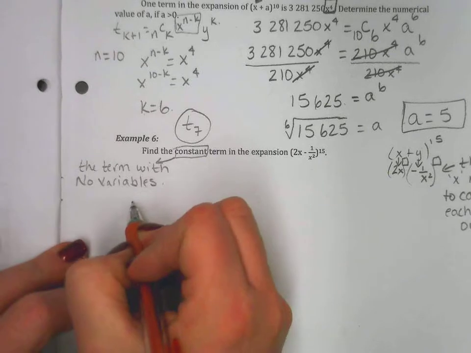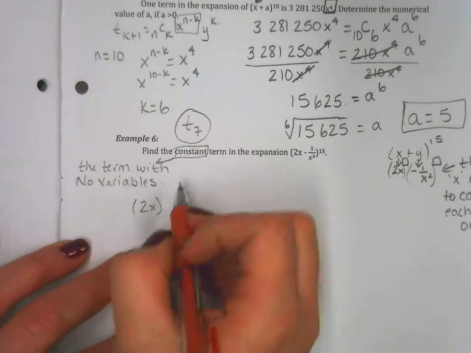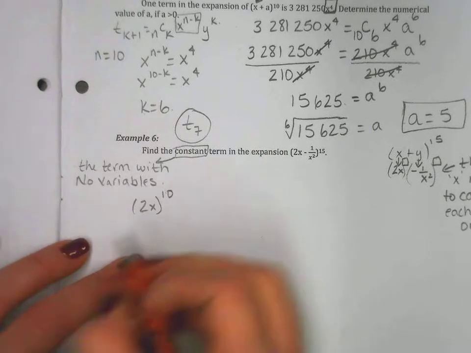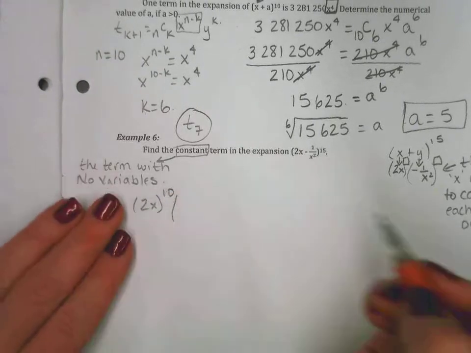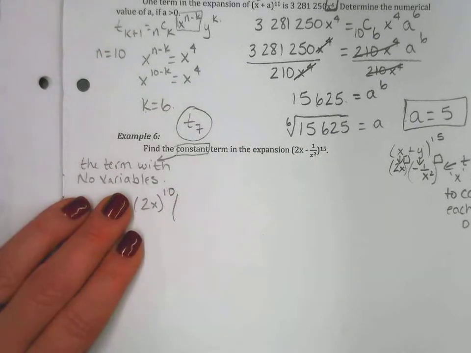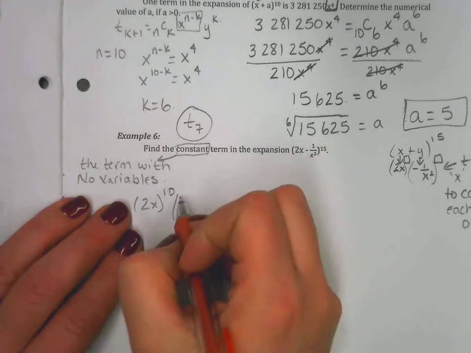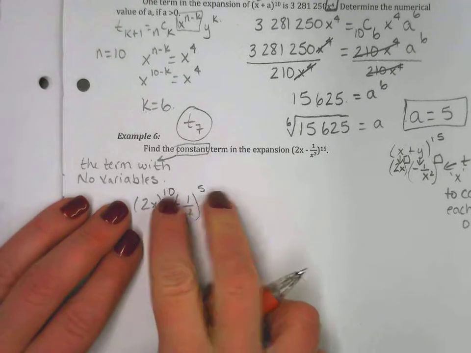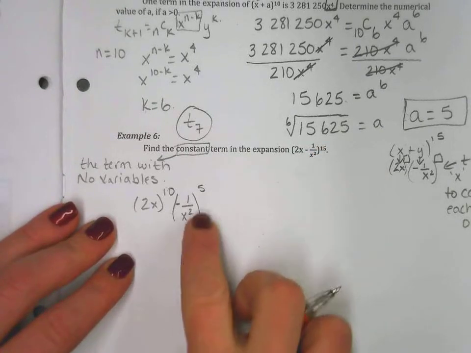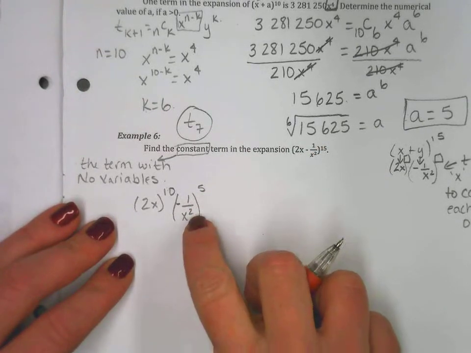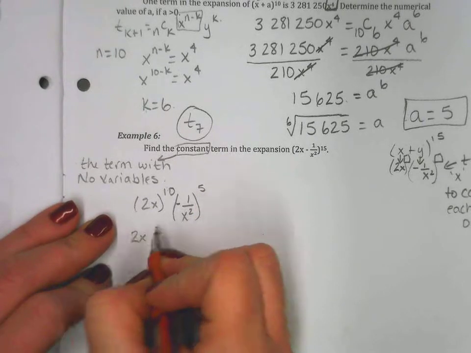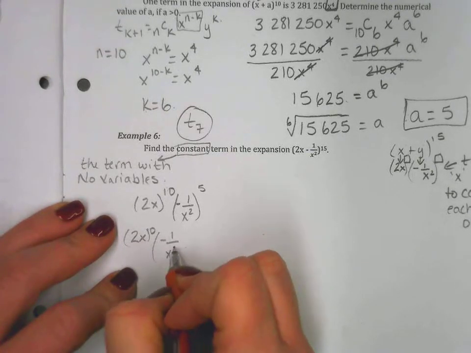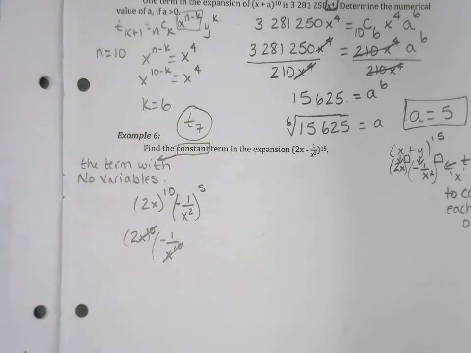So if I take 2x to the power of 10, and then I multiply, I really don't care what is happening with the coefficient. All I'm looking for is when these two values are going to cancel. And if I multiply that by negative 1 over x squared to the power of 5, because 10 plus 5 gives me 15, well, 5 needs to apply to this exponent. So x squared to the power of 5 ends up being x to the 10 over negative 1 x to the 10. This is the point where they're going to cancel.